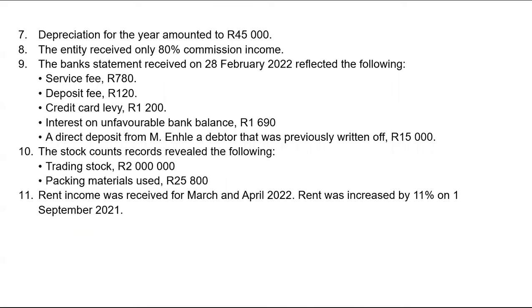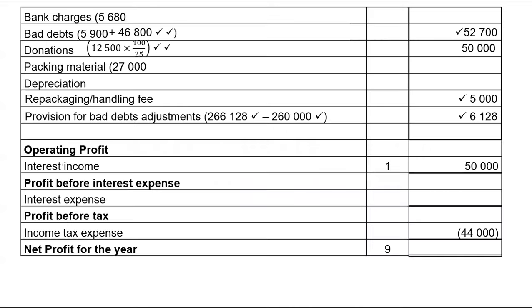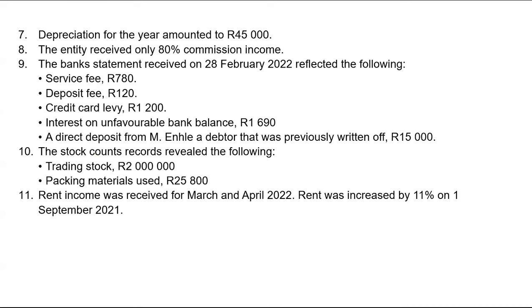7, depreciation amounted to 45,000. Please note that depreciation is an expense. Depreciation for the current year, for the entire year, will be recorded under expenses as such, and that will be 45,000. That will also increase accumulated depreciation on the credit side. You haven't done it yet. So for now, just focus on what goes to your statement of profit or loss. Done with number 7.